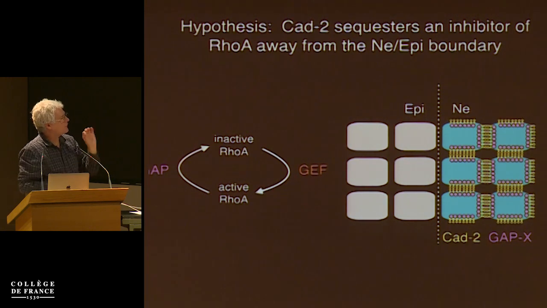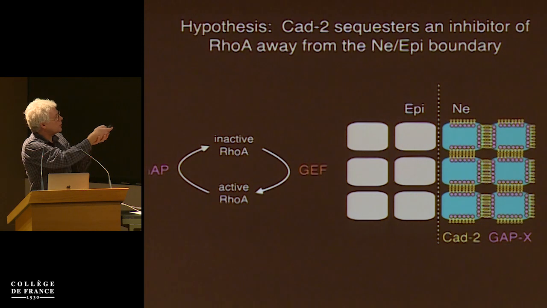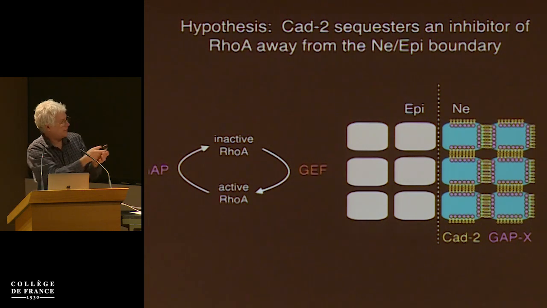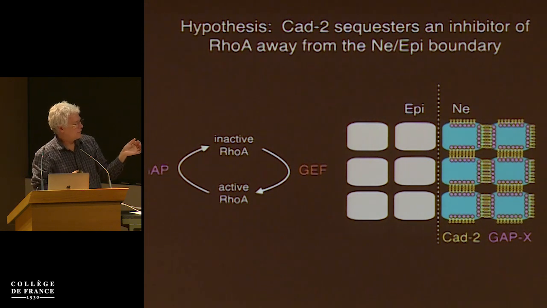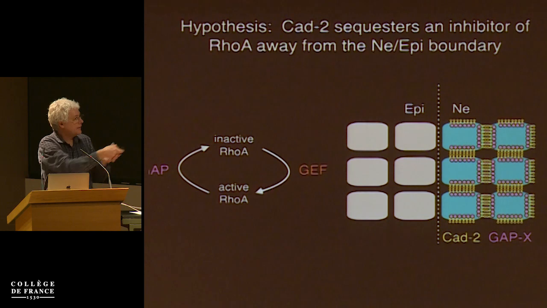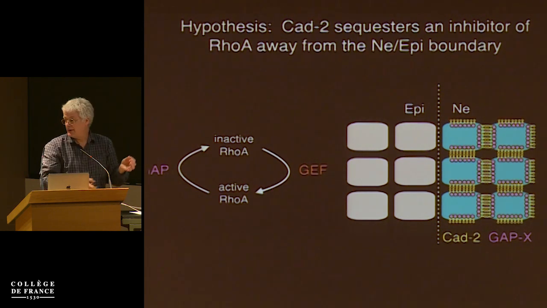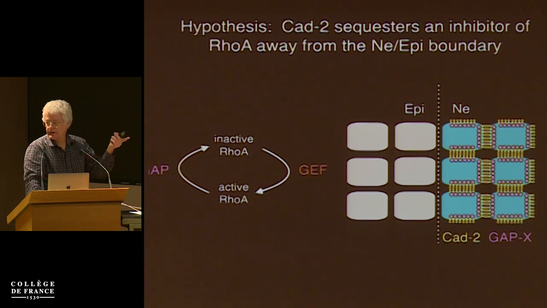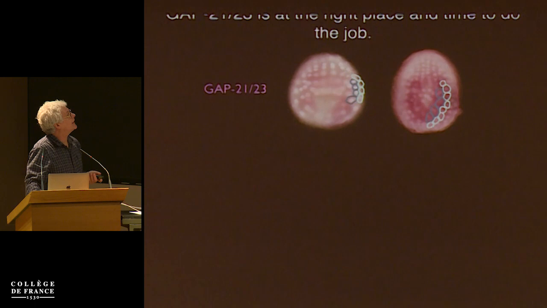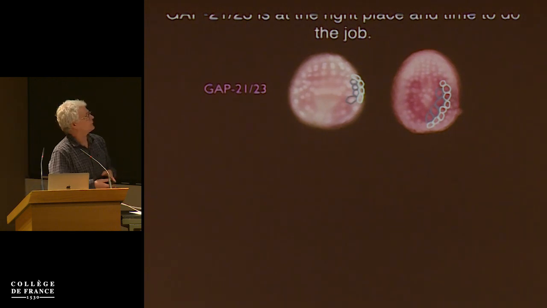How might that work? Well, one simple idea is that we know Rho is activated by proteins called GEFs and inactivated by proteins called GAPs. A simple idea is that asymmetrically localized cadherin could sequester an inhibitor of Rho A to these contacts and away from this boundary. So again, one can just go through the Ciona genome looking for candidate GAPs. And when he did that, he identified a particular GAP called GAP 2123. It wasn't the 21st one he tried. It was one of the first he tried.